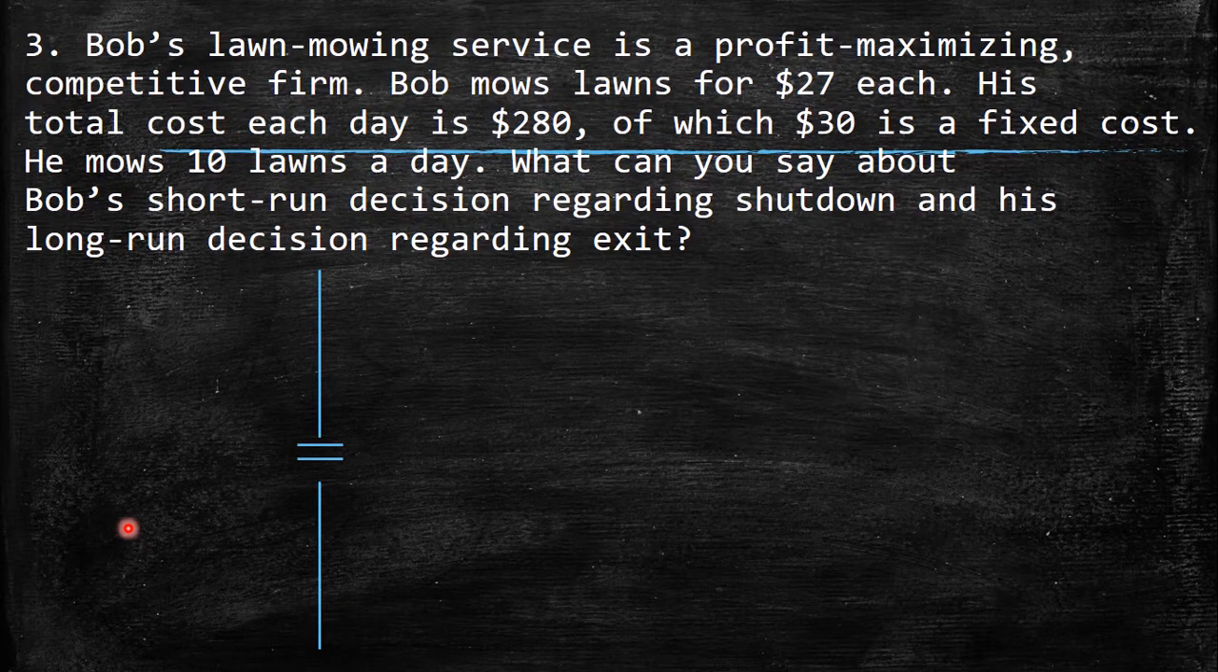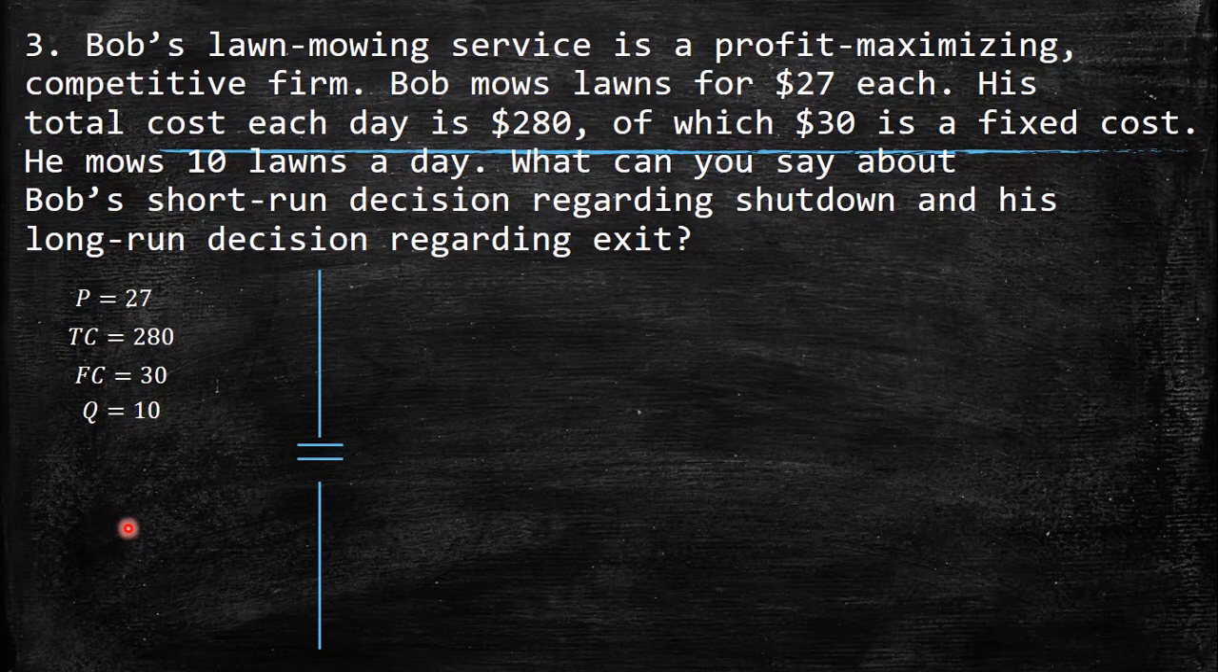Then Bob mows lawns for $27 each. So it means that's the price of the service, $27. Then his total cost each day is $280. So this one is the total cost. Remember, total cost is divided in variable cost plus fixed cost. Then $30 is a fixed cost. So this is a part of this $280. Then he mows 10 lawns a day. So this is the quantity that he offers in a day.